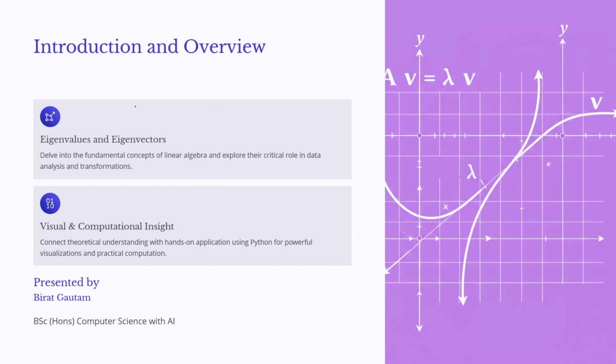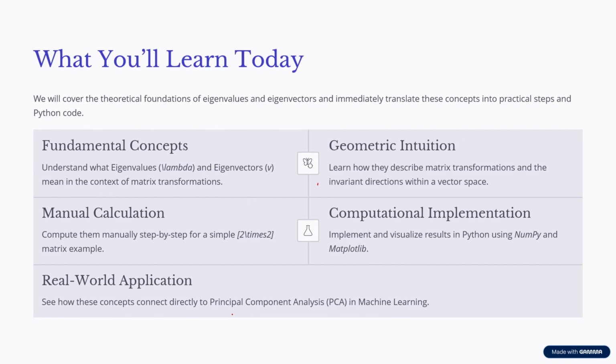So this presentation bridges the gap between the abstract mathematical ideas of linear algebra and the practical computation we perform in a coding environment like Python. We'll explore what eigenvalues and eigenvectors actually represent, why they are important, and how they give us insight about matrix transformation. First, we'll look at the fundamental concepts, understanding what eigenvalues and eigenvectors truly are. Secondly, we'll explore geometric intuition and see how matrices transform space and why some directions remain unchanged.